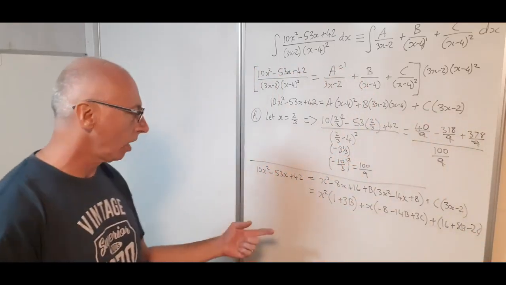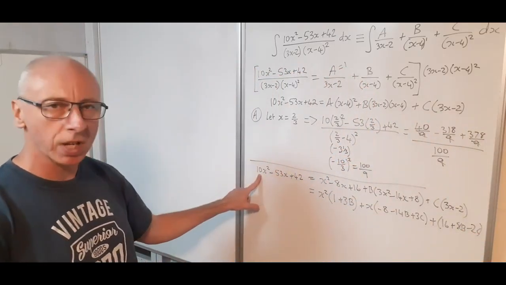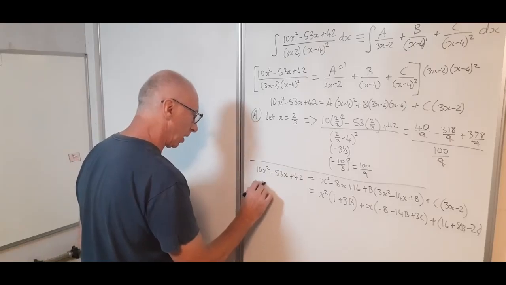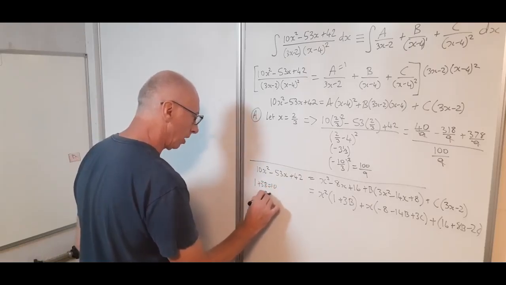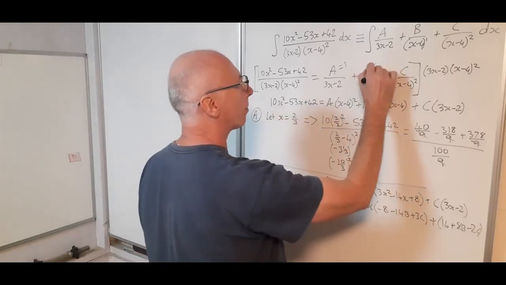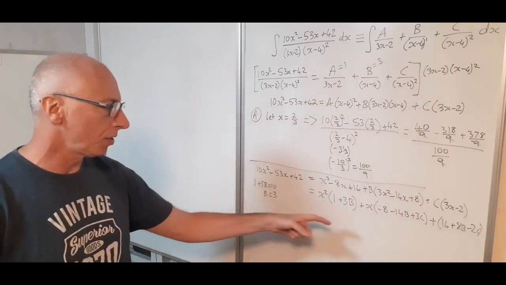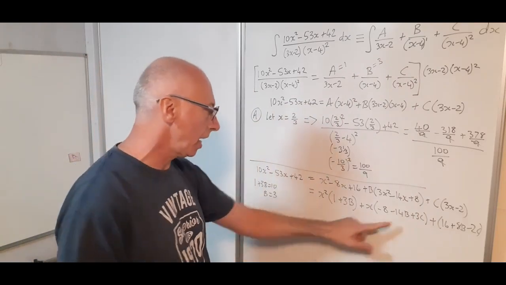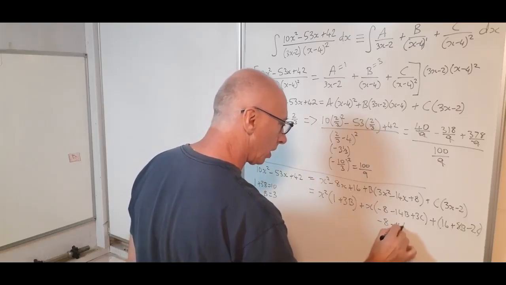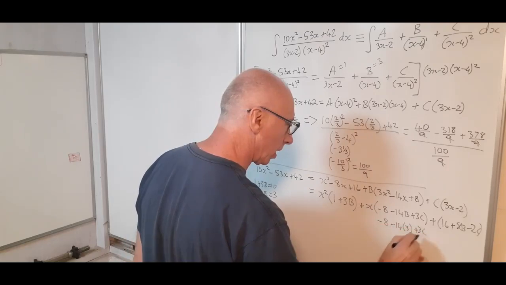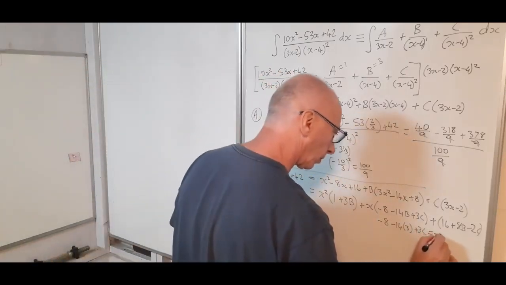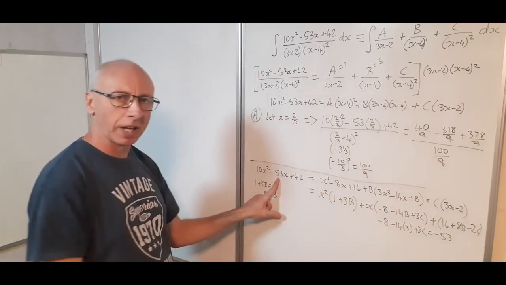Okay, so with that, I know that 1 plus 3b must equal 10. Otherwise, that can't be 10x squared. So if 1 plus 3b equals 10, then b must equal 3. So I've got my b, that's going to be a 3. Okay, so if b is 3, let's plug 3 into there. So minus 8 minus 14 times 3 plus 3c. That should give me minus 53, because that's my coefficient for my x.